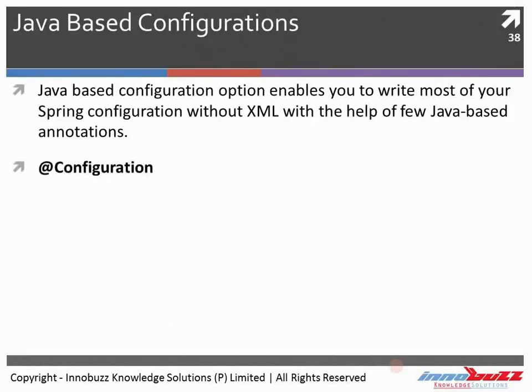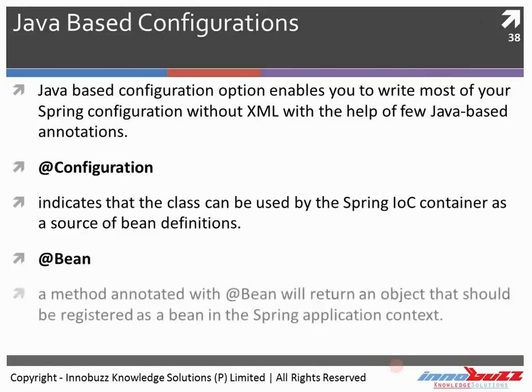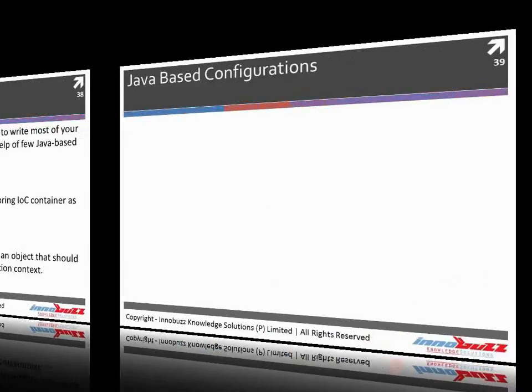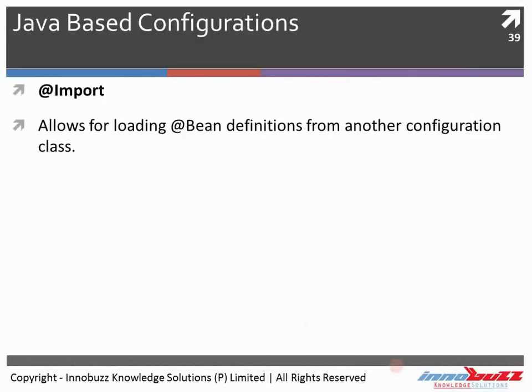So @Configuration is used, which indicates that the class can be used by the Spring IOC container as a source of bean definitions. @Bean, a method annotated with @Bean annotation will return an object that should be registered as a bean in the Spring application context. @Import allows for loading bean definitions from another configuration class.